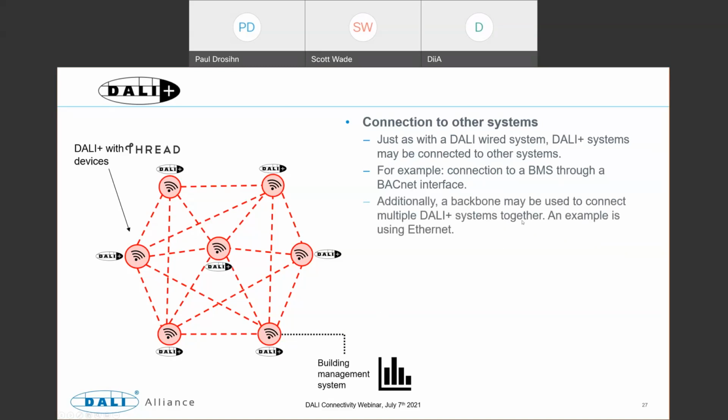Additionally, you could have a backbone to connect multiple DALI Plus systems together, for example, through Ethernet. So just like today, you can have DALI systems where one of the devices might have an Ethernet connection to a backbone, which connects to other DALI subnets or maybe other DALI application controllers providing other DALI subnets. You can do that today. You can do that with DALI Plus as well through the backbone. So Ethernet is quite popular as a backbone.